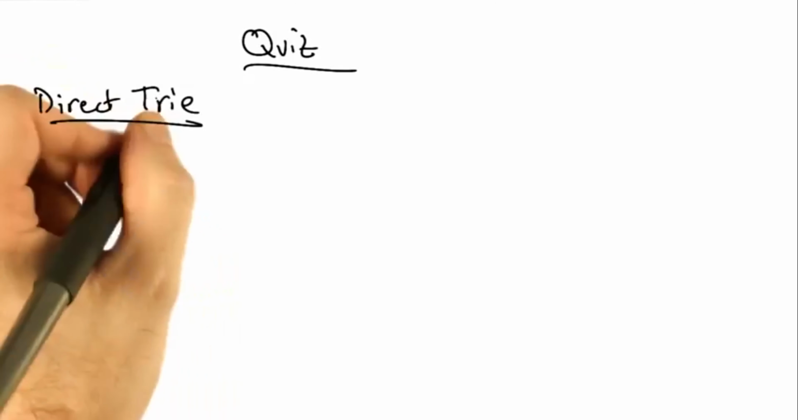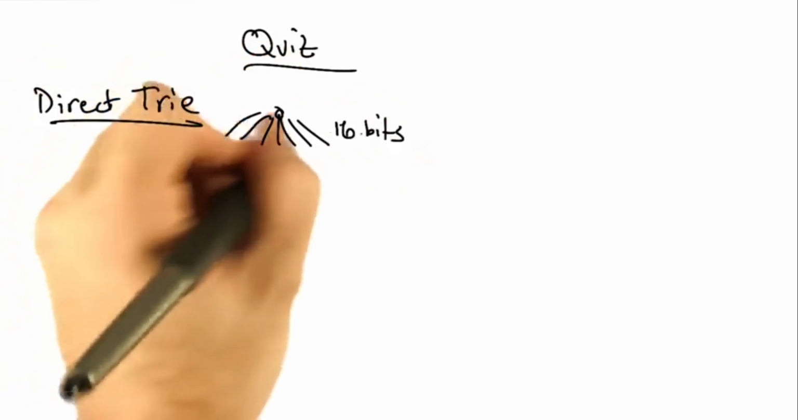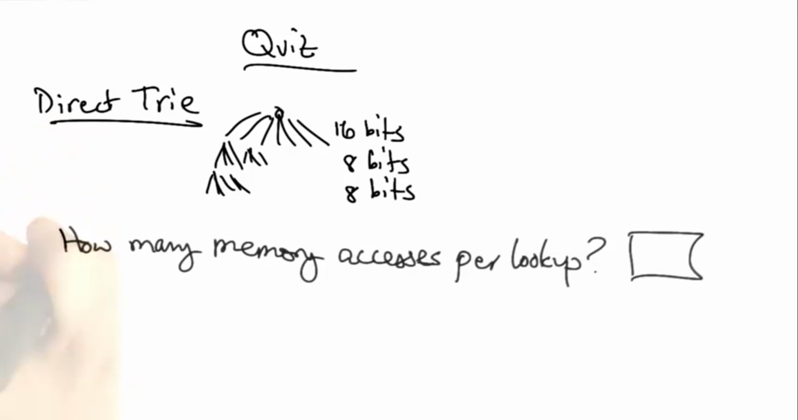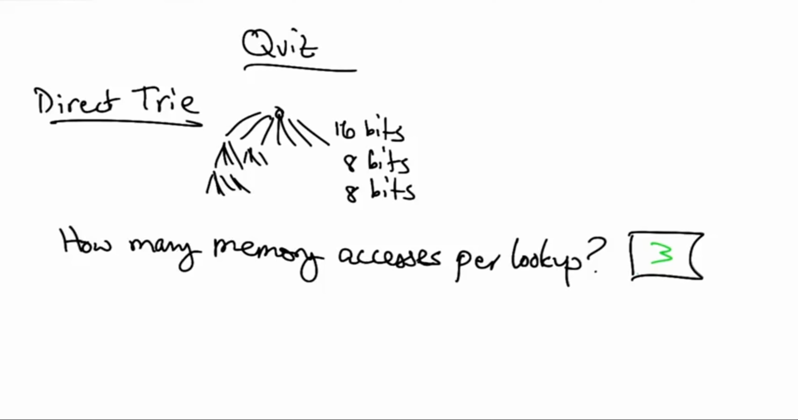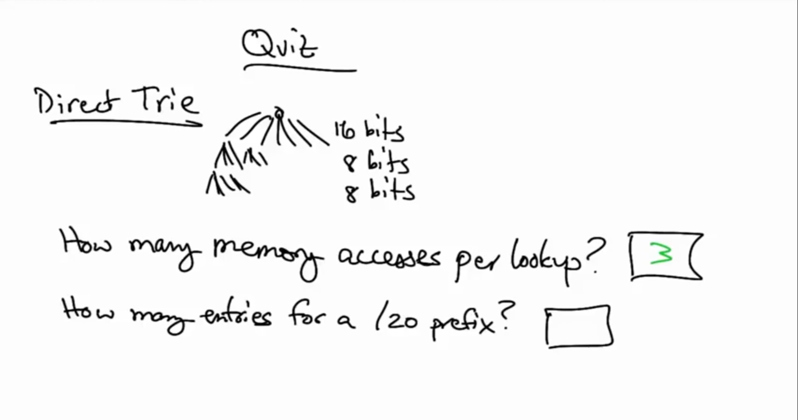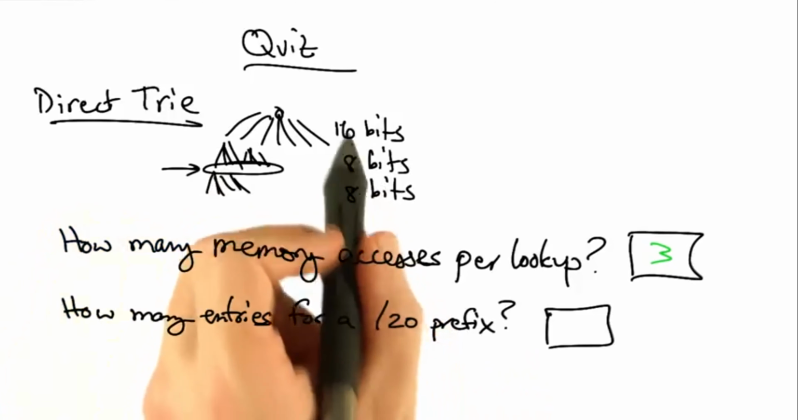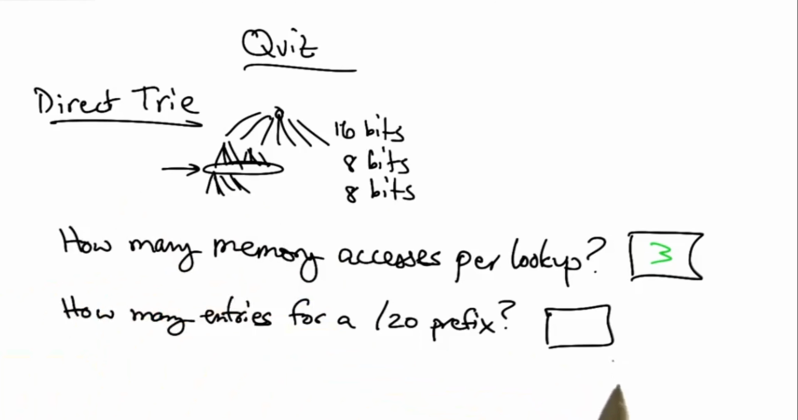As a quick quiz, suppose we have a direct trie, and the first level is 16 bits. The next level is 8 bits, and the third level is the final 8 bits. In the worst case, how many memory accesses would be required per lookup? Because the trie has a depth of 3, in the worst case, a lookup might require 3 memory accesses. How many entries would I need to represent a /20 prefix? A /20 prefix is 2 to the 4th, or 16 /24s. And I need to basically represent 16 entries at the 24-bit level of the trie, or the second level, and therefore I'd need 16 entries to represent a /20 prefix.